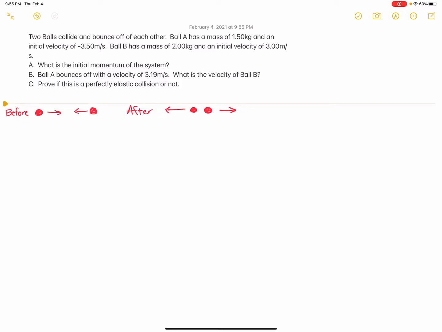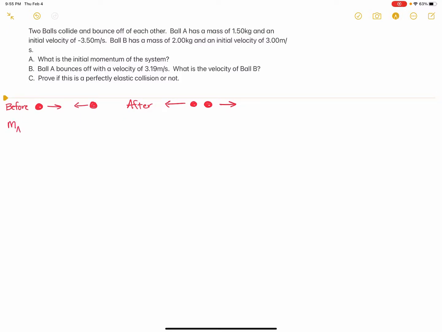Okay, so let's write the things that we know. We know the mass of ball A is 1.5 kilograms, and it has an initial velocity of negative 3.5 meters per second. You can see that they're giving us that sign on there, so we don't have to determine it ourselves. Ball B has a mass of 2 kilograms, and its initial velocity is 3 meters per second.